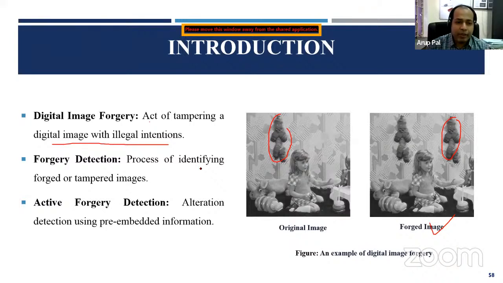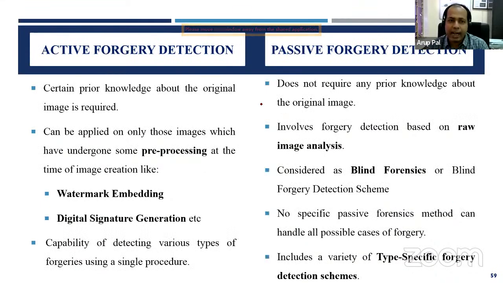The process of identifying the forged or tampered image means that if you made such changes here, your objective will be to identify what kind of changes you have done. There are two types of forgery: one is called active forgery, another is called passive forgery.